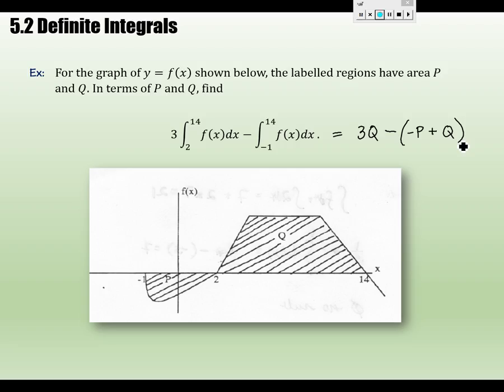You just answered your own question. That's perfect. Thank you. Normally I would like to go back and see if you understood it, but I think you understand it. All right. And then you can resolve that. That is 2Q plus P.